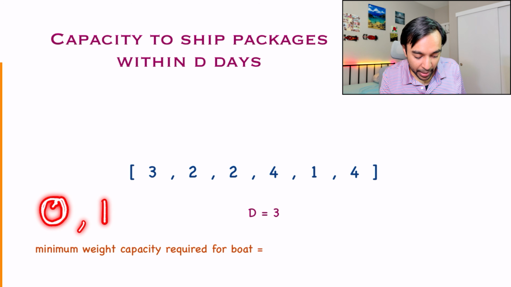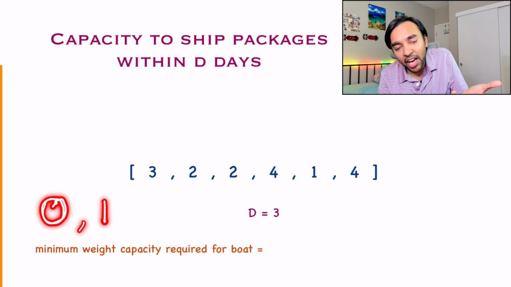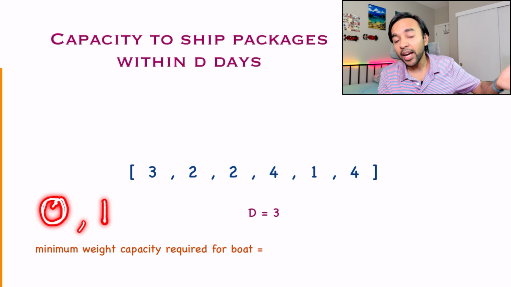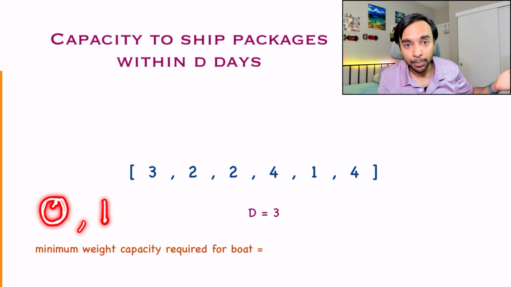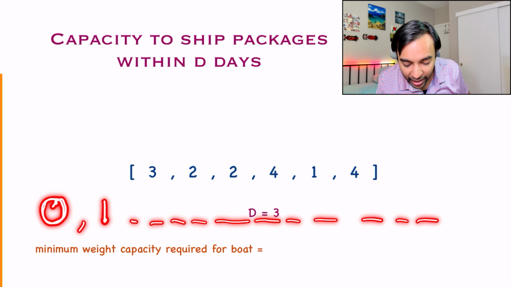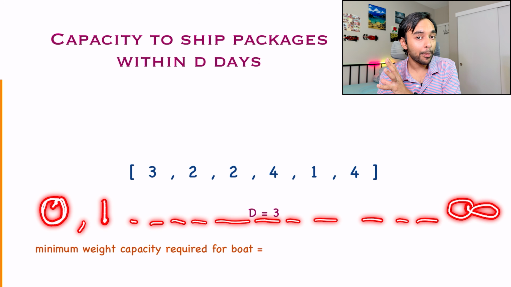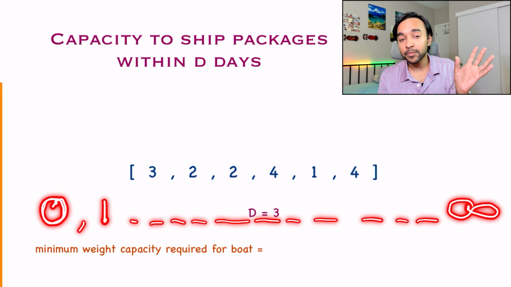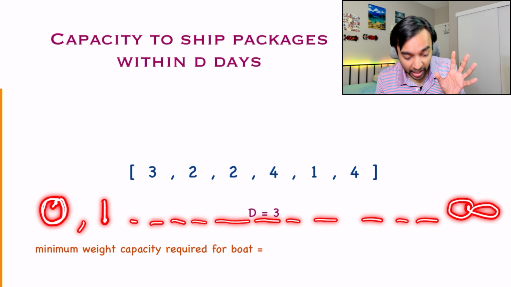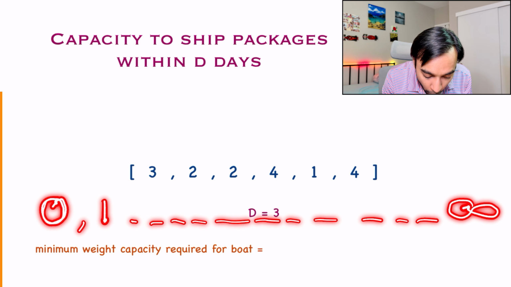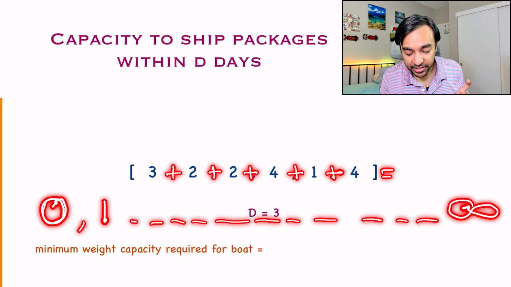Can I have a capacity of 1? Yes, I may have a capacity of 1, but I do not know yet how many packages I can ship. And what is the maximum capacity? We just said that if a boat has infinite capacity, you can ship all the packages. But do you really need an infinite capacity? No. If you have a capacity of the total of all of these weights, that is equal to 16.